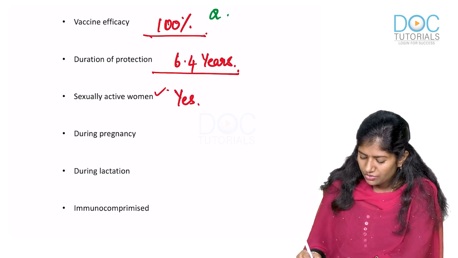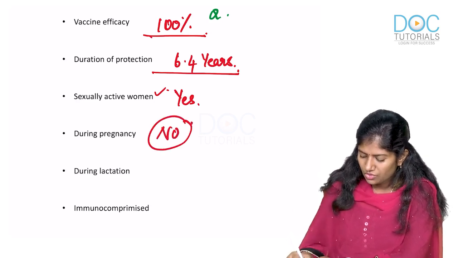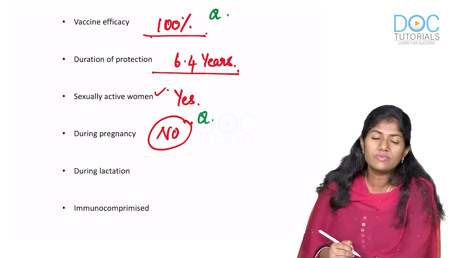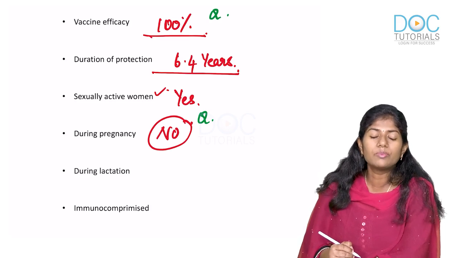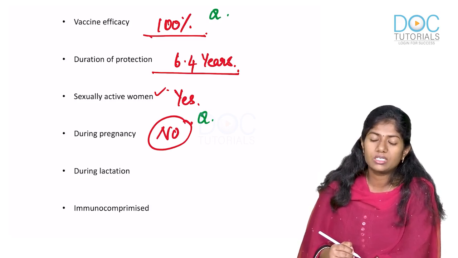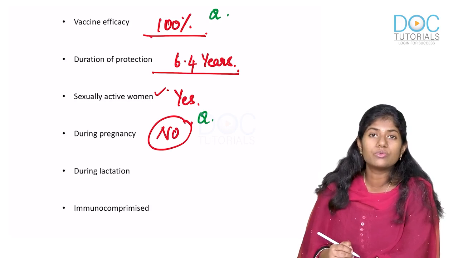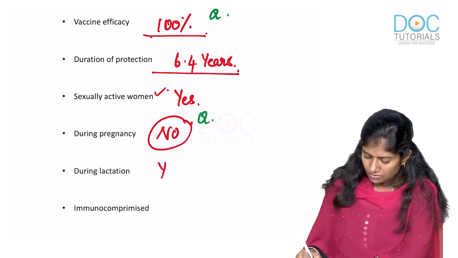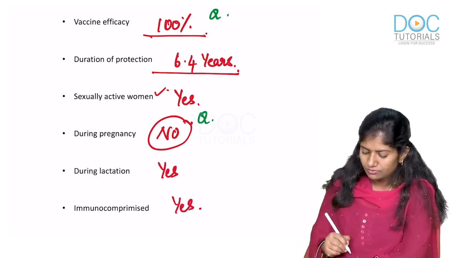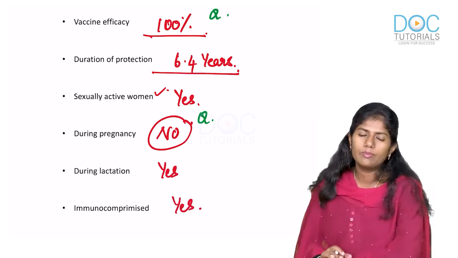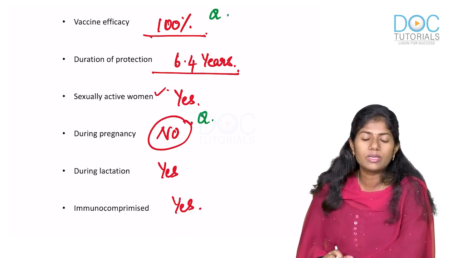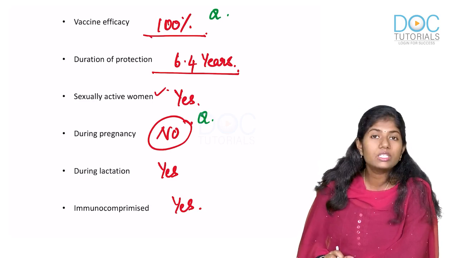But during pregnancy, you should not give the vaccine. It's not a live vaccine, it's a killed vaccine, but still it should be avoided because we do not know the safety profile of this vaccine, or of the adjuvants used in it, during pregnancy. Lactation, yes, you can give for a lactating mother. You can also give this vaccine for immunocompromised women. So sexually active women, lactating mothers, immunocompromised women can get the vaccine, but pregnant women should not take the vaccine.